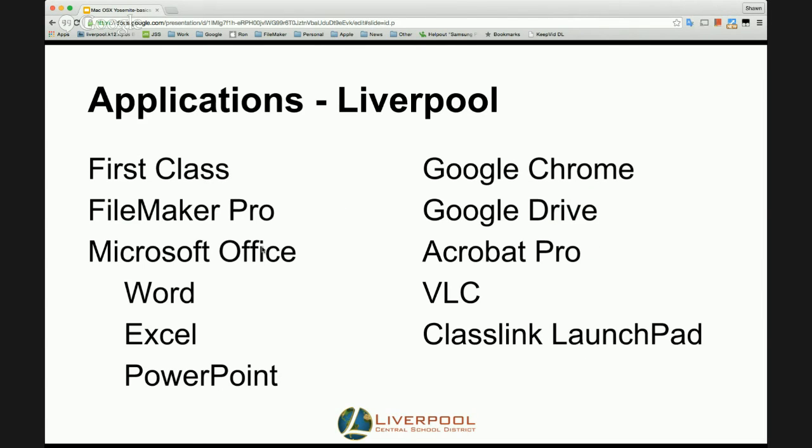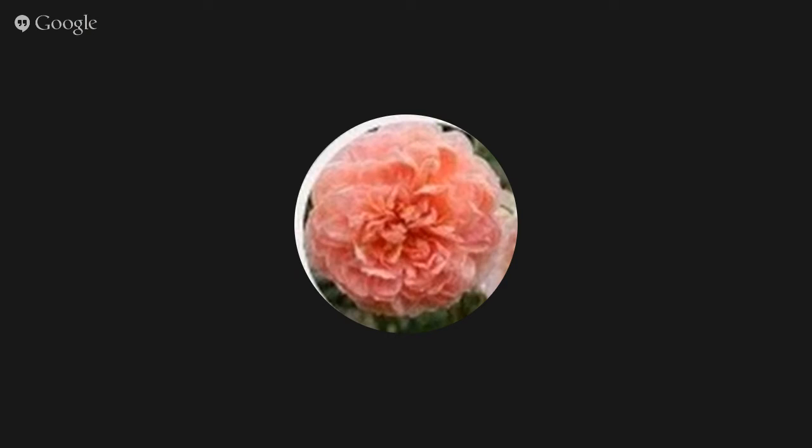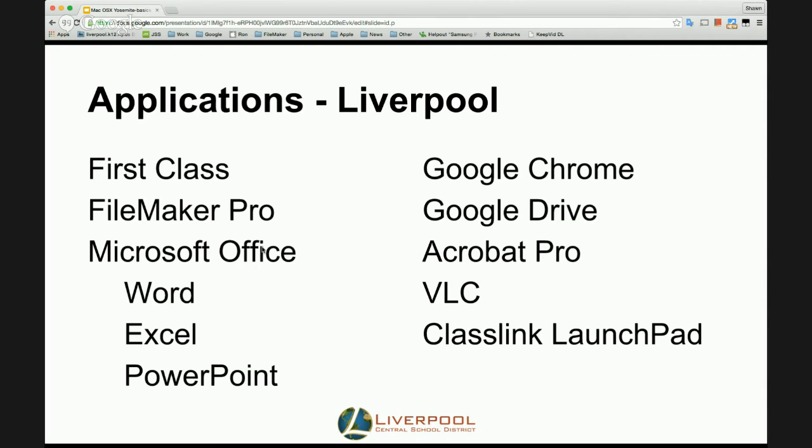We do have other apps that are specific to Liverpool, including First Class, FileMaker. Obviously, we install Microsoft Office, which is Word, Excel, and PowerPoint. I'm trying to make sure that everyone tries to use Google Chrome because it's an integrated browser for us. Google Drive I covered earlier, and we'll have another session on it again. Google Drive is very, very handy. It is an application in addition to being a website that you would go to, drive.google.com. Acrobat Pro is another session that's coming up in a couple weeks.